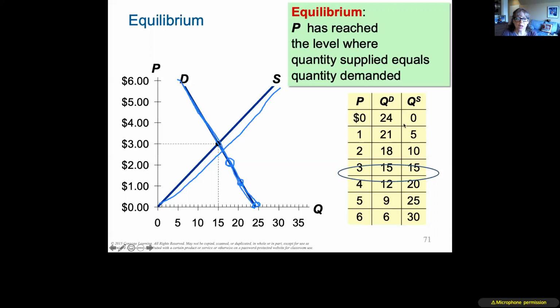Then we can do the same thing for supply. At 0, it's 0. At 1, it's 5. At 2, it's 10, etc. And we can plot this curve. Where the two intersect becomes the equilibrium. This is where the quantity demanded equals the quantity supplied. In this particular case, on the graph, we can see this is a quantity of 15 and a price of $3. We can see on the table that the price is 3, the quantity demanded is 15, and the quantity supplied is 15.